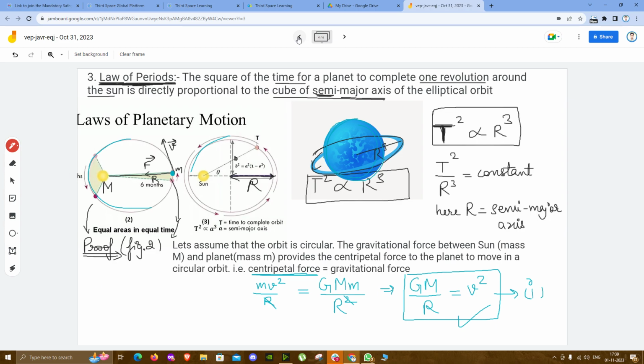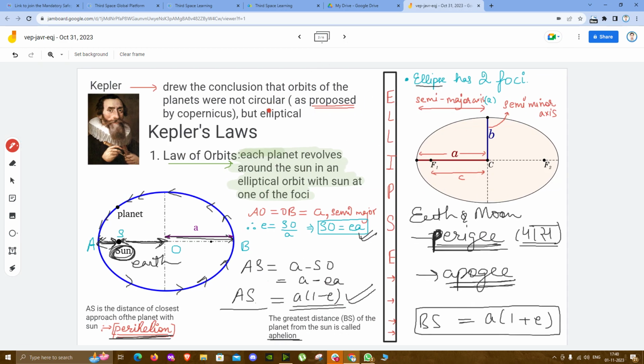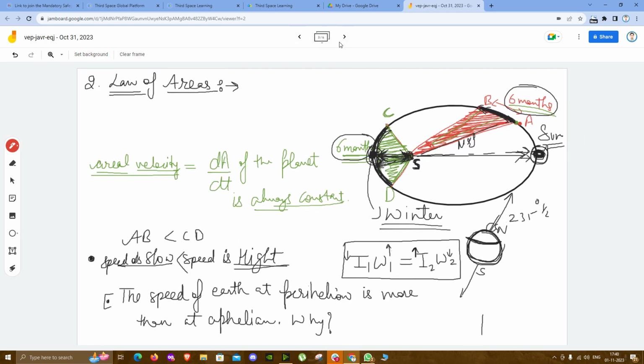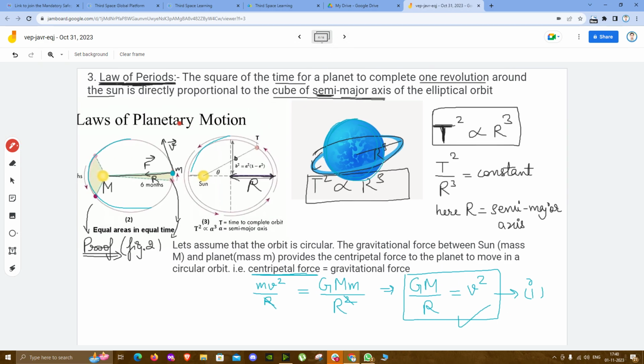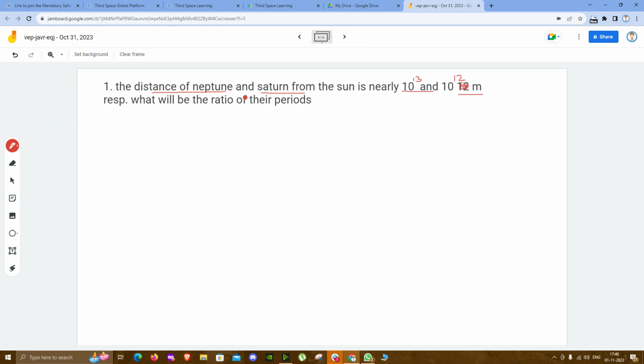Let me recall to you the different topics that we did. We studied about gravitation and different theories that were given historically, geocentric, and then came the heliocentric, and then some improvements in the heliocentric and geocentric theory as well. So Kepler gave that, and then we understood the 3 laws of Kepler, and we understood the proof of Kepler's third law of periods as well. And now I have given you some questions for Kepler's laws.